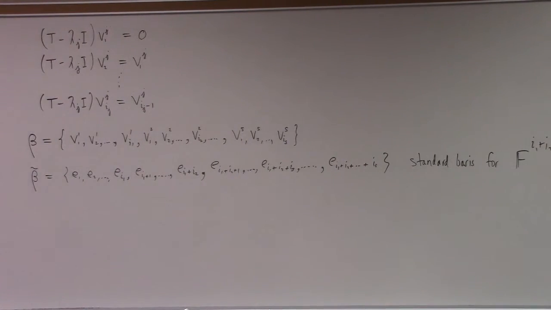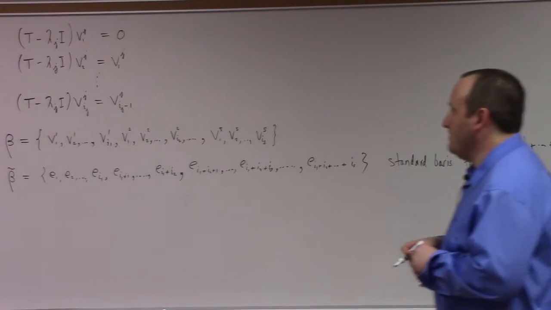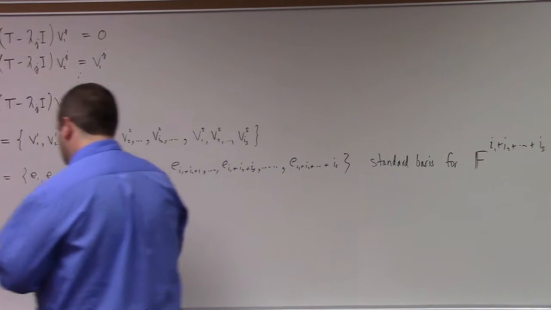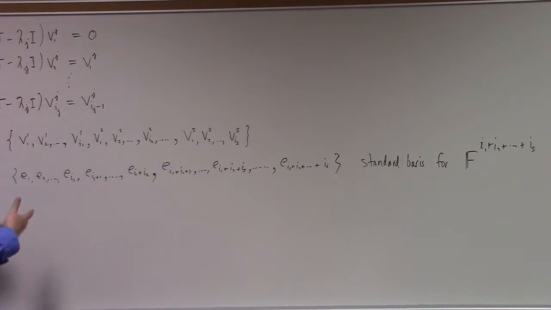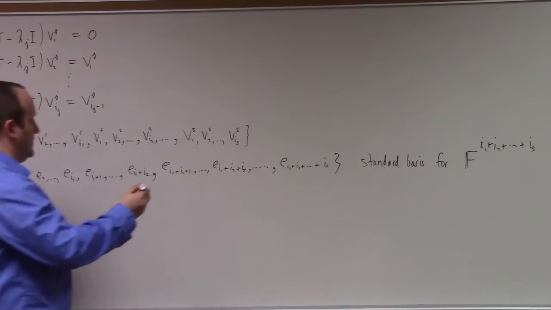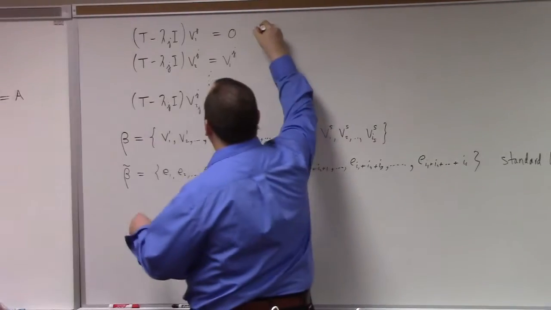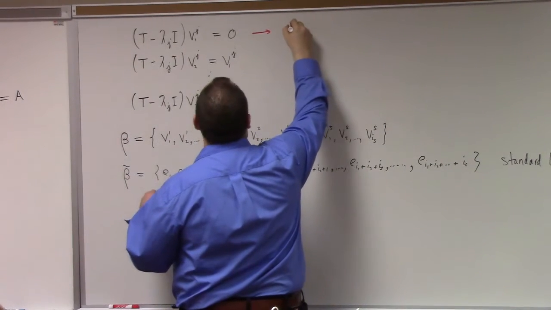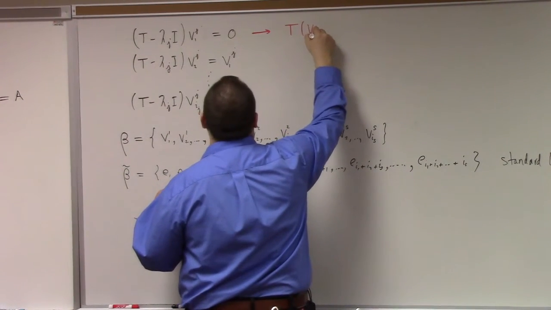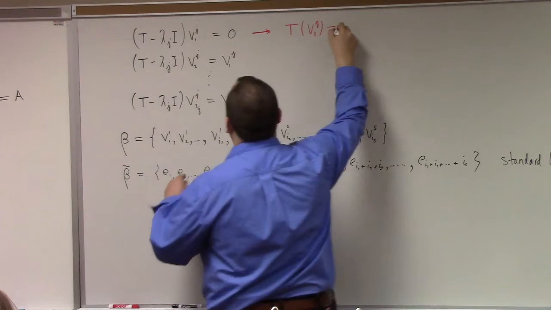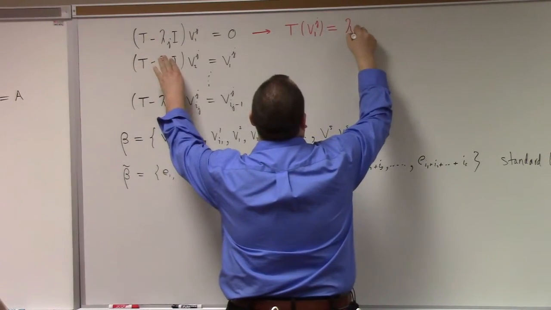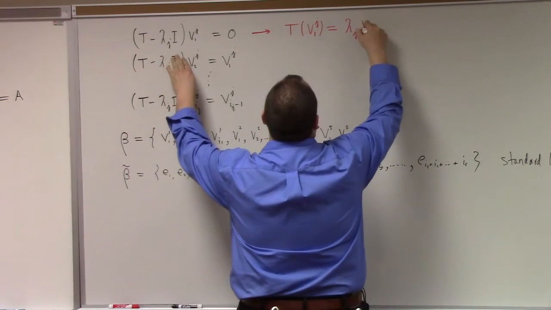Now, let me just again try to unwrap what this is meaning for you, just to make sure we understand each other. When we look at this, this tells us that T of V1j is equal to what? It's equal to lambda j times V1j.